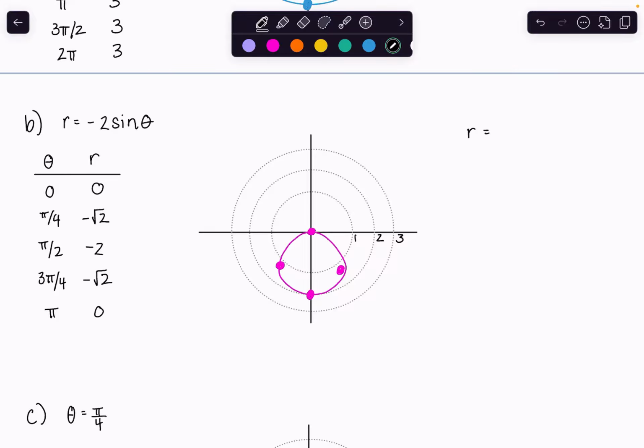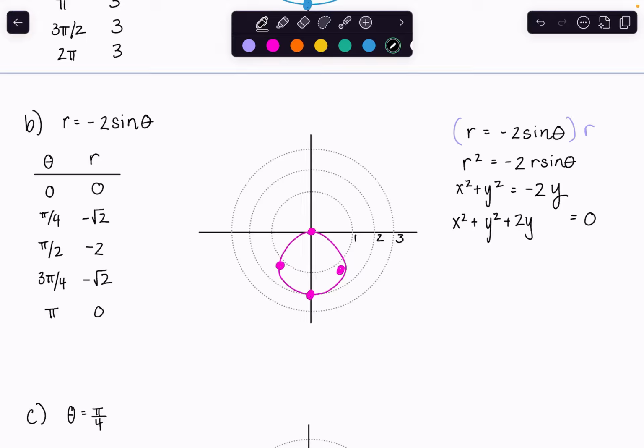So to show you that we can convert this, I don't want to square both sides because I have no idea how to deal with sine squared, but I do want to get r squared. So instead I'm going to multiply the equation by r. That gives me r squared is equal to -2 r sine of theta. Well, r squared is x squared plus y squared, and then r sine of theta is exactly y, so -2 r sine of theta is -2y. So I can move that over to the other side to get plus 2y, and I'd be left with nothing over here.